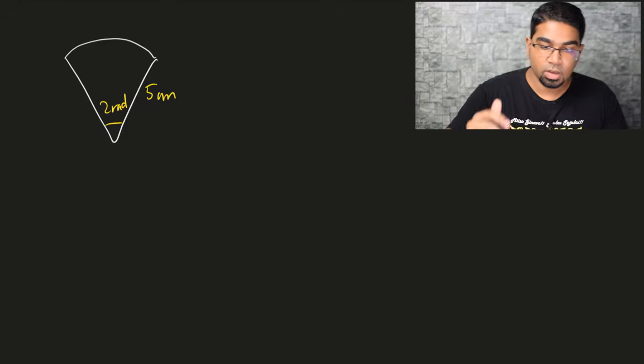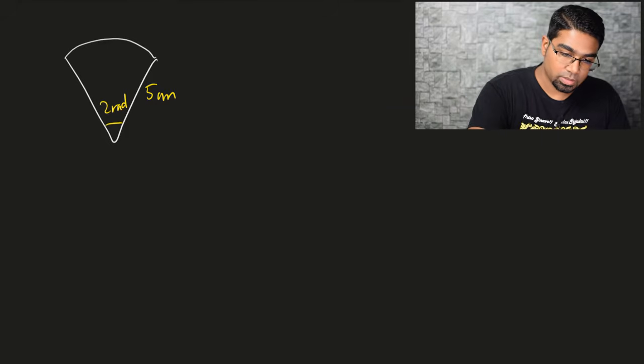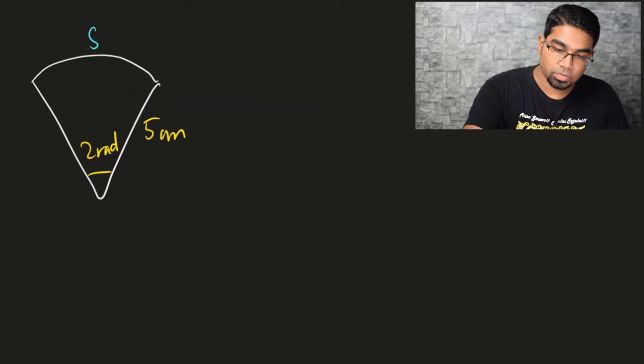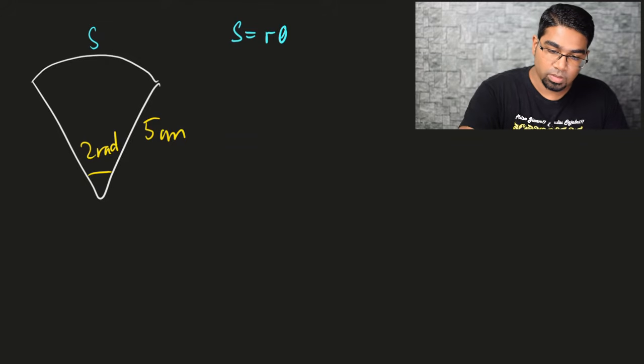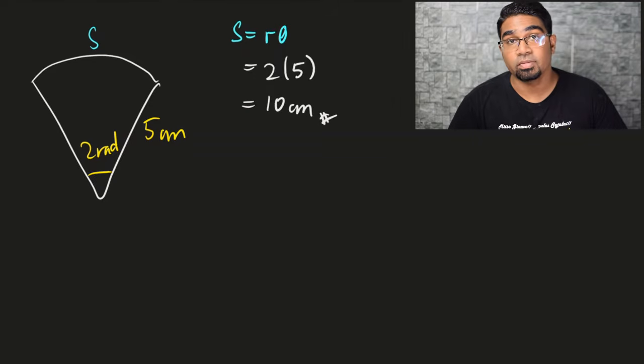Now let's look at an example. Let's say we had a sector with 2 radians as the angle and 5 centimeters as the radius. When we apply the formula, S equals r theta, S is the length of the arc. When we want to find the length of the arc, all we have to do is S equals r theta. When we apply the formula, with 2 and 5, we get 10 centimeters. Now this is easy because the angle is already in radians.